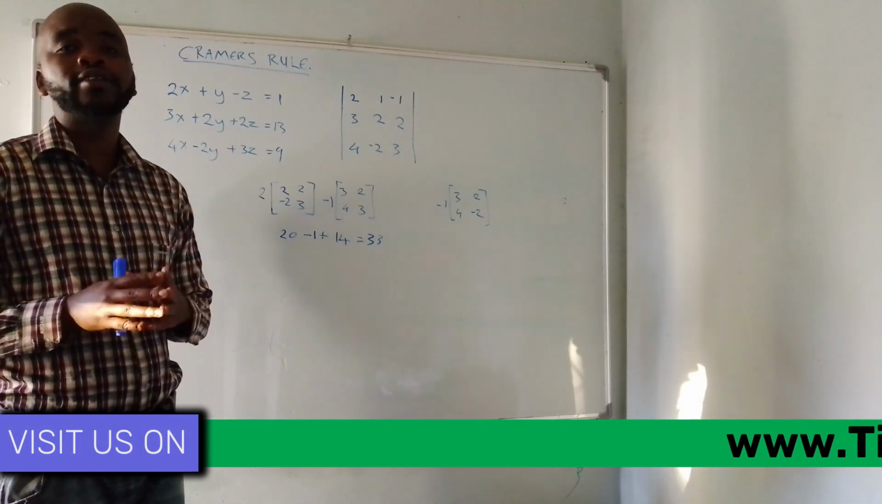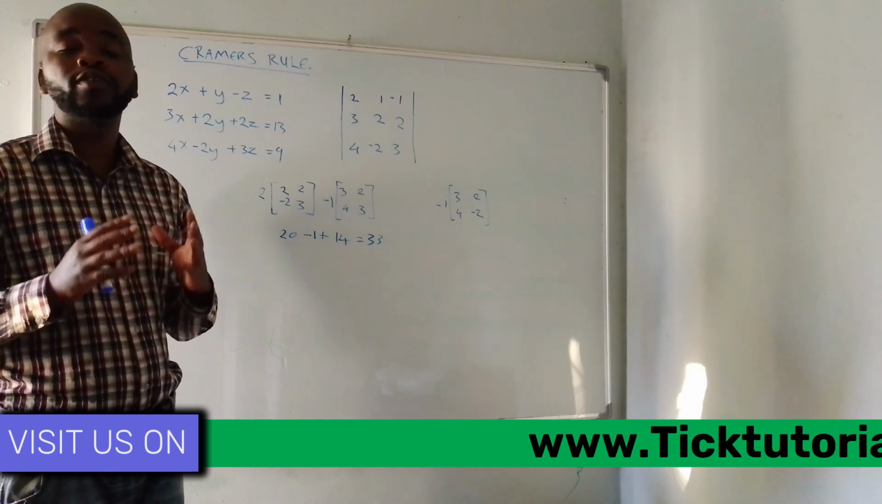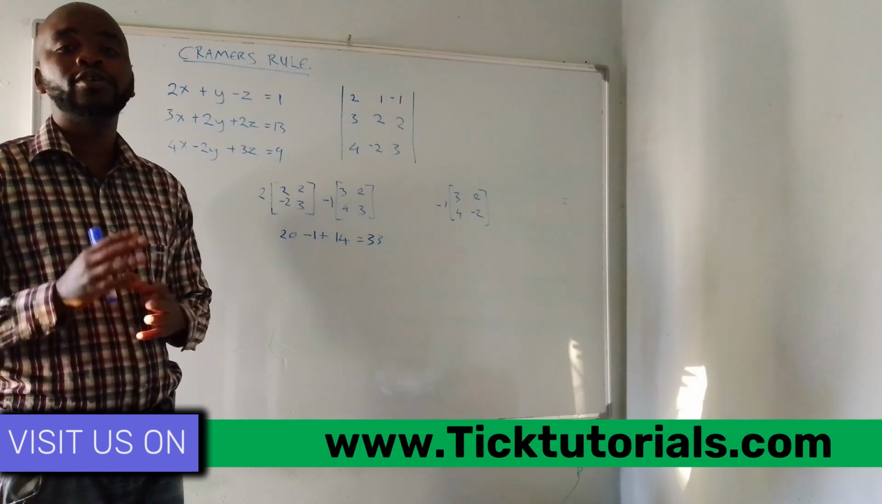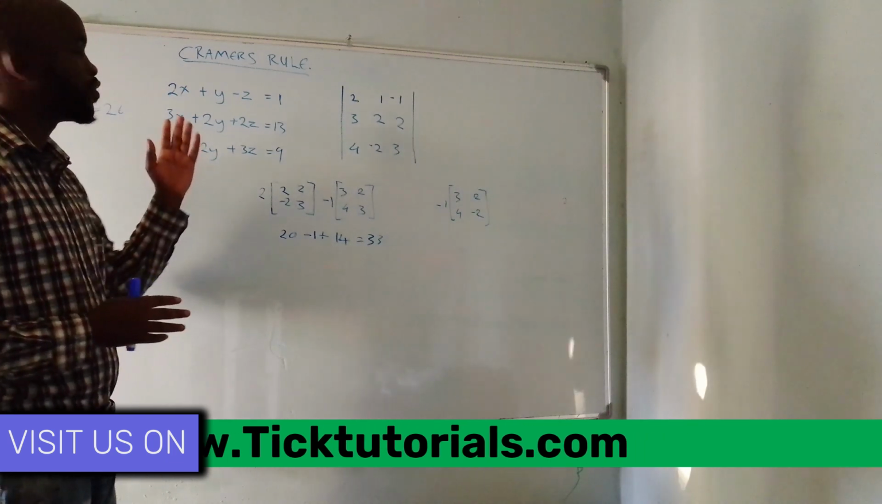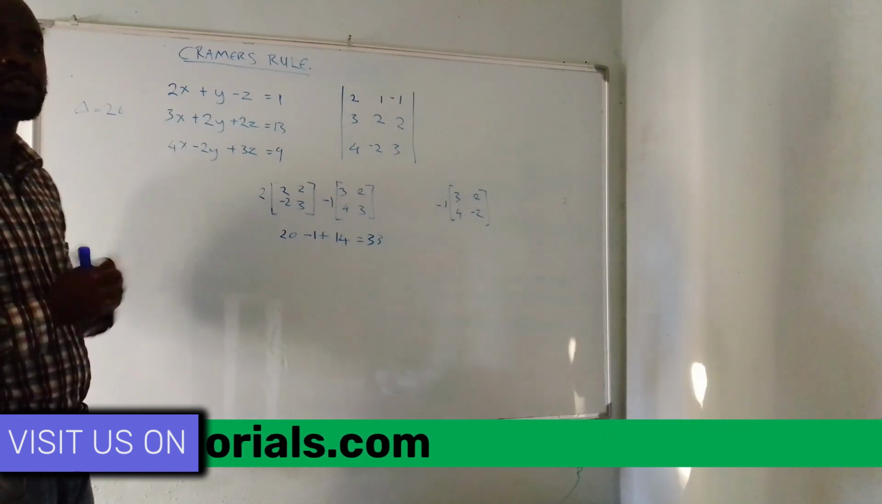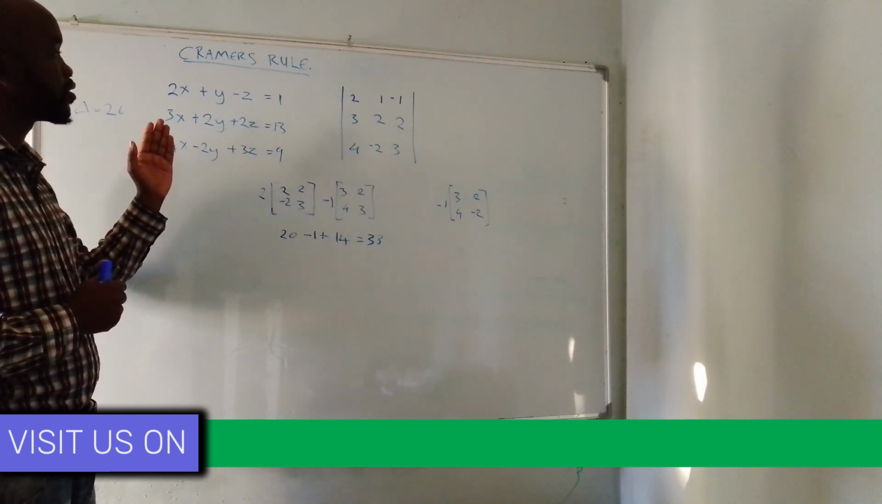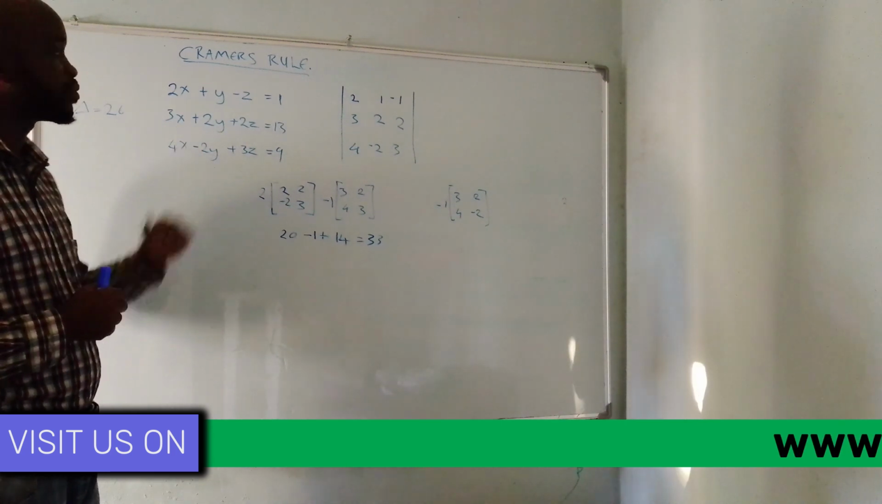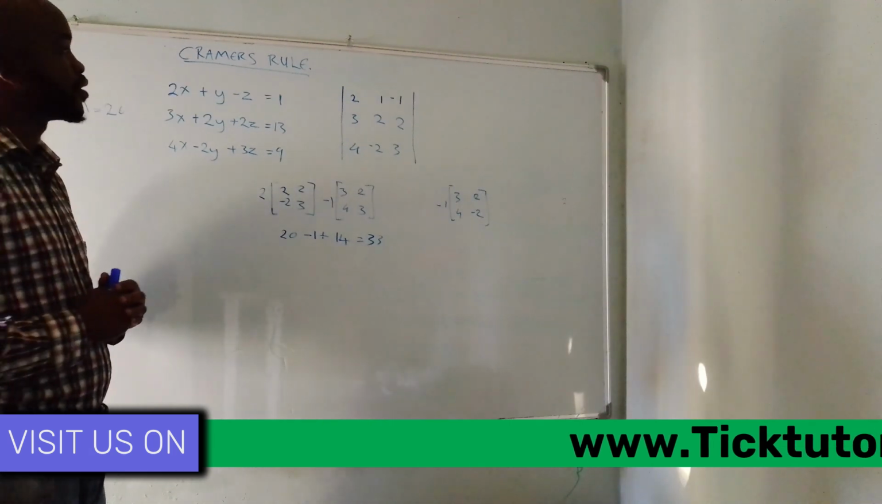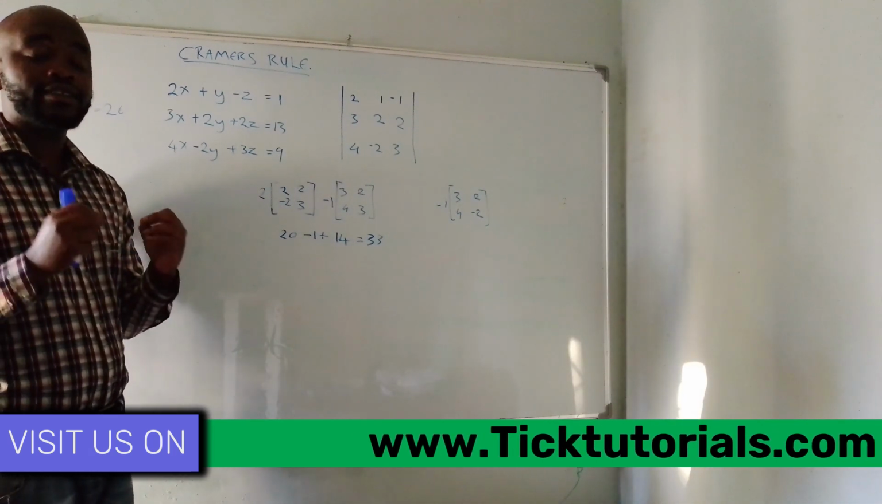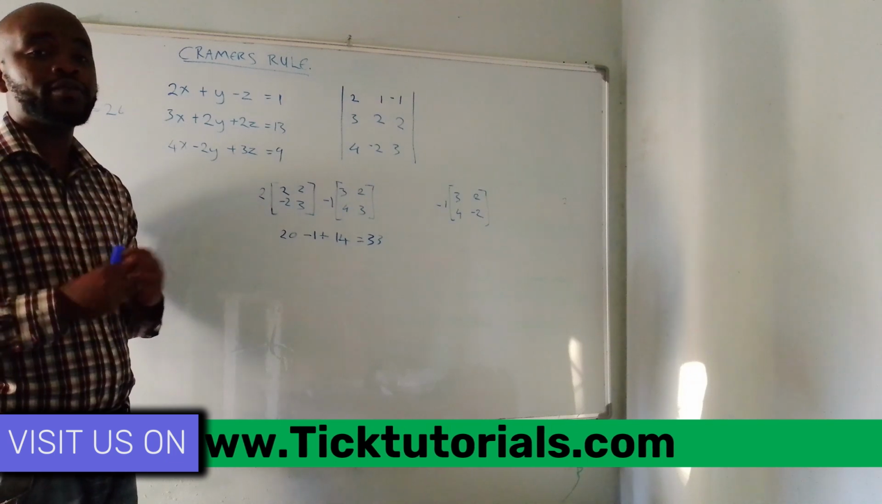Today we're going to look at how we can solve a system of equations using Cramer's rule. So we have this system of equations that we have been given on the board there: 2x plus y minus z is equal to 11, and these others. So how do we solve this system of equations using Cramer's rule?